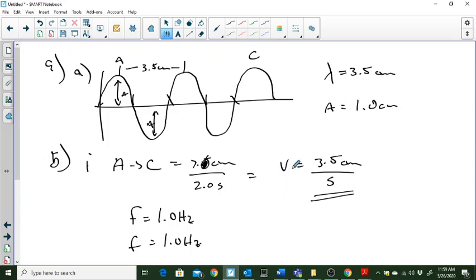Well, where do you get that from? Well, we have a velocity of 3.5 centimeters per second. We have a distance of 3.5 centimeters. And so if we take our 3.5 centimeters and divide it by our 3.5 centimeters per second, we come up with 1.0 seconds. That's not what we want, though, but it's still equal to the period, and the frequency is 1 hertz as well.